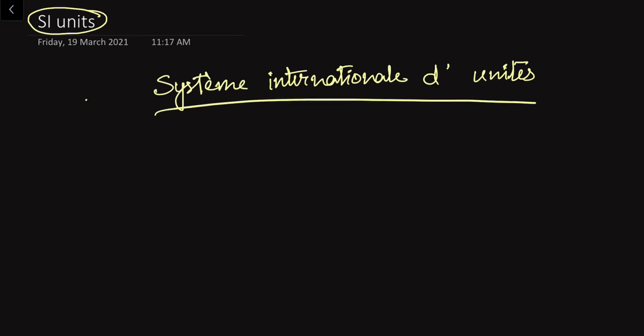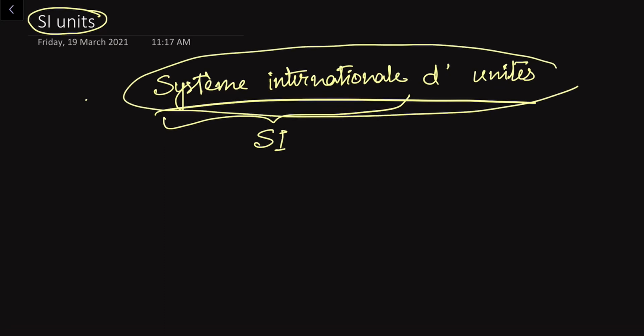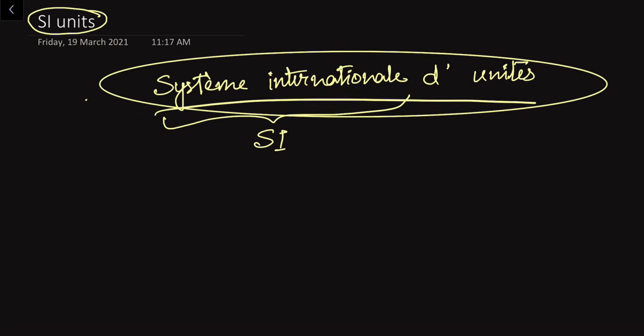So what is the meaning of SI units? SI stands for Système International d'Unités. This is a French word, and from that French word SI comes. SI stands for System International, or in English we can say International System of Units. These words look somewhat wrong, but this is not wrong. This is a French word.